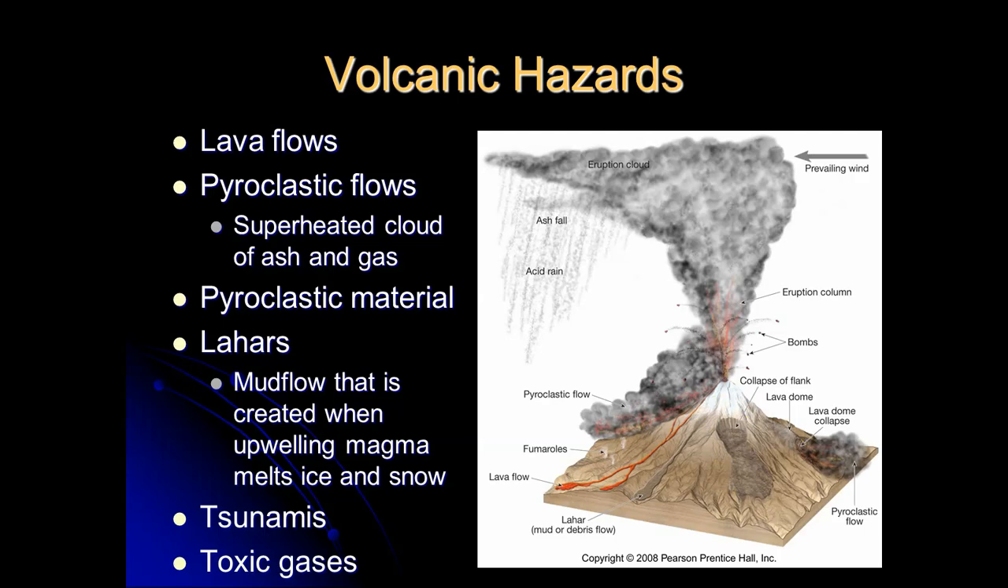Now we can also create a tsunami if we have an oceanic volcano. The 1883 Krakatoa eruption actually was large enough that it created a massive tsunami that traveled thousands of miles away from where it was generated. We also have the deadly killers. What you can't see coming out of a volcano are invisible gases, sulfur dioxide, carbon monoxide, which can be very toxic or poisonous to biological organisms.